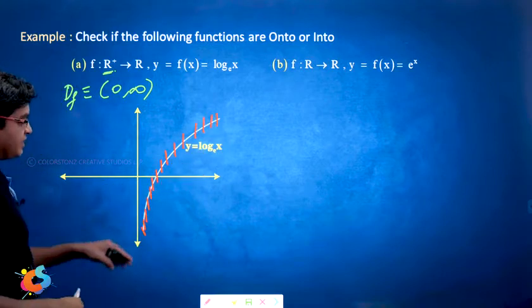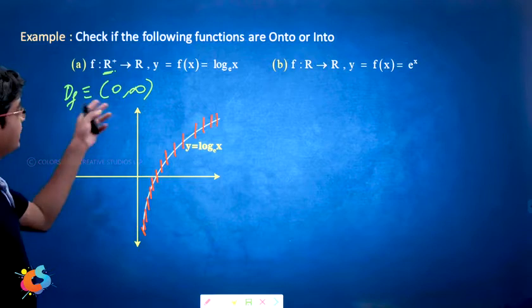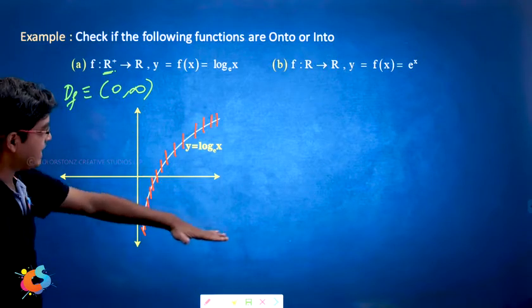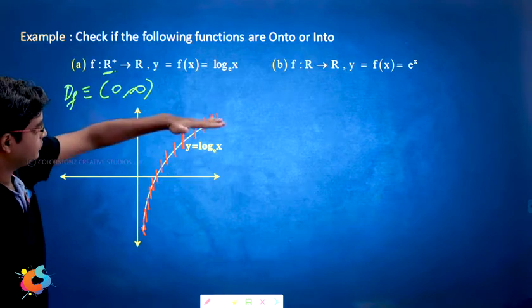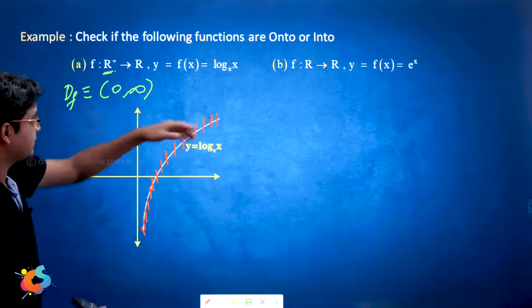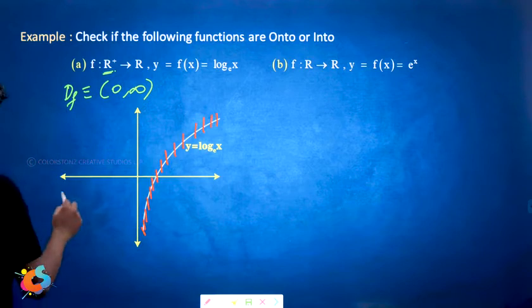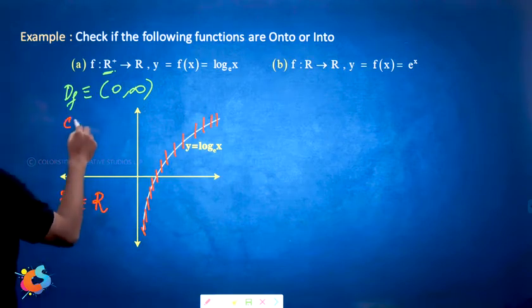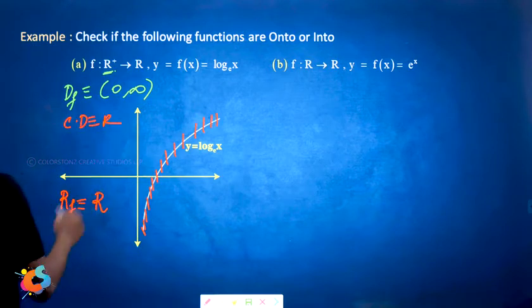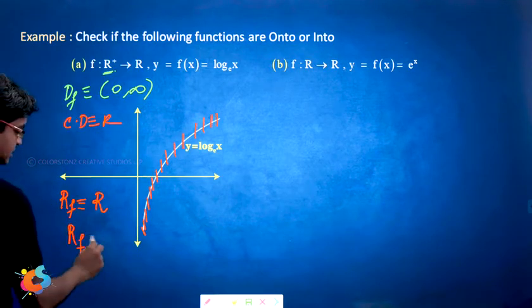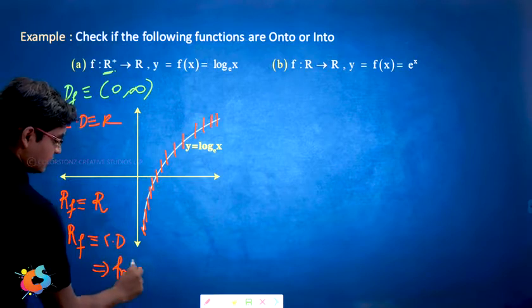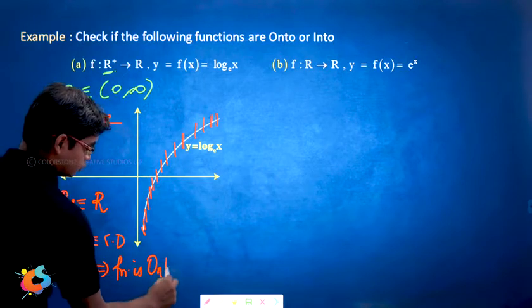Okay, so for the shaded part of the graph, what are the output values? The output values start from minus infinity to infinity. There is no y value which is missing. So therefore, the range of the function is all real numbers. What was the codomain? All real numbers. So range is equal to codomain set, which implies the function is onto.